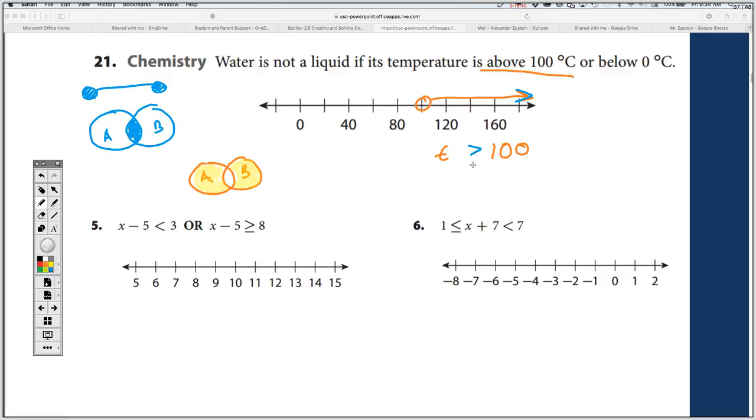Okay, can it be equal to 100? No, it has to be above. So we're going to leave this open. And this open looks like that. There's no bar underneath because it was open.